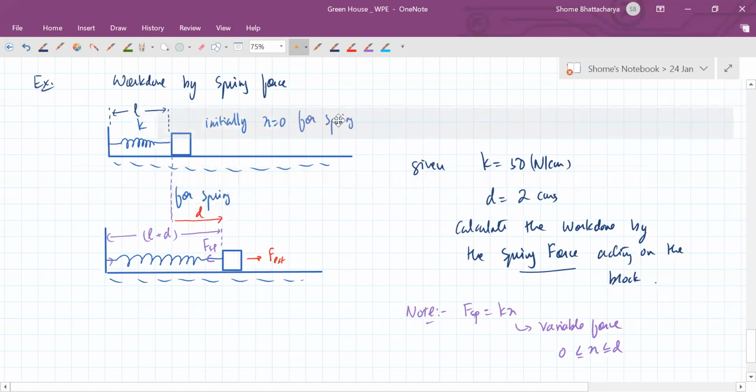So in that process, what is happening? There is a certain amount of work done by the spring. We have to calculate that. That is what we are doing in this example.